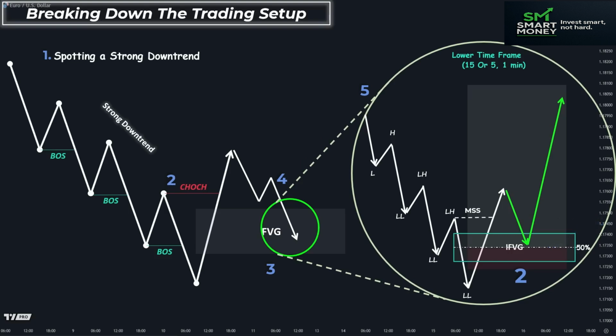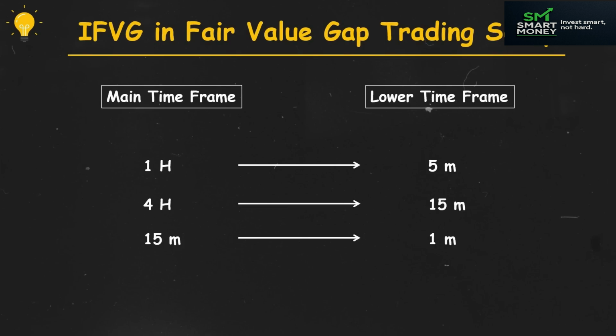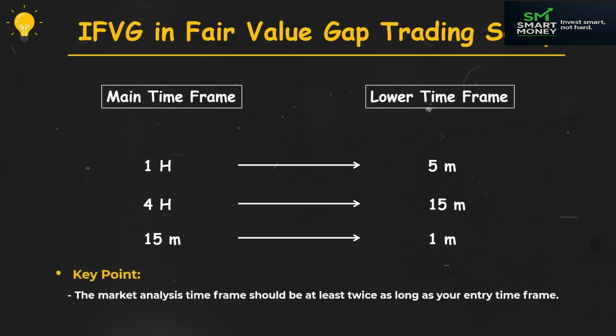As mentioned before, this strategy works with 2 time frames. I usually combine the 1 hour with the 5 minute for this setup, but you can also use the 4 hour with the 15 minute, or even the 15 minute with the 1 minute. The key rule is simple. Your entry time frame should always be at least 2 levels lower than your main time frame.